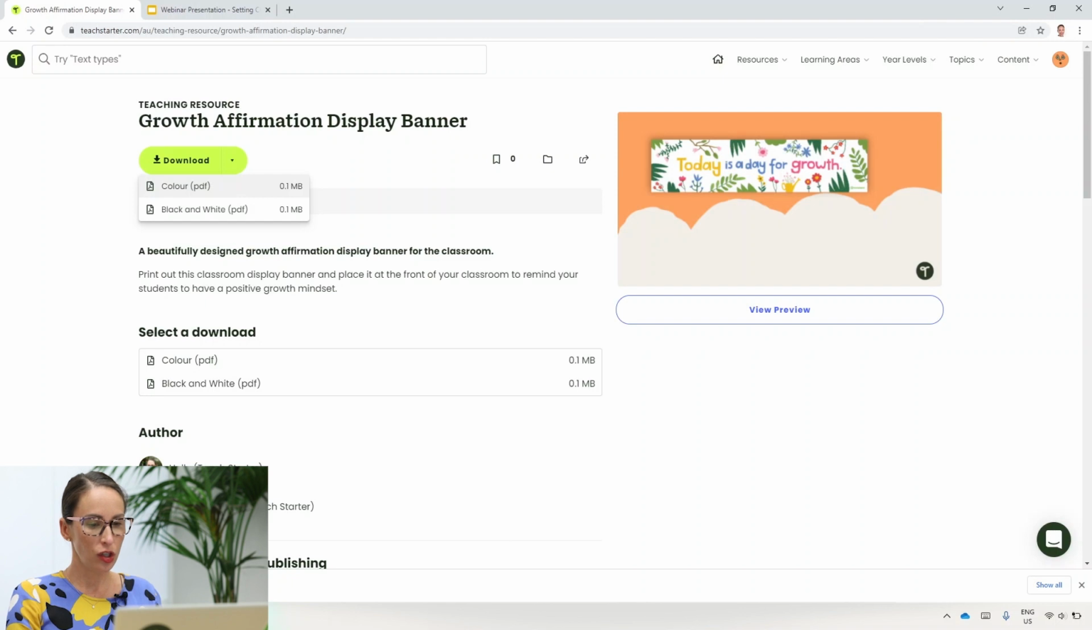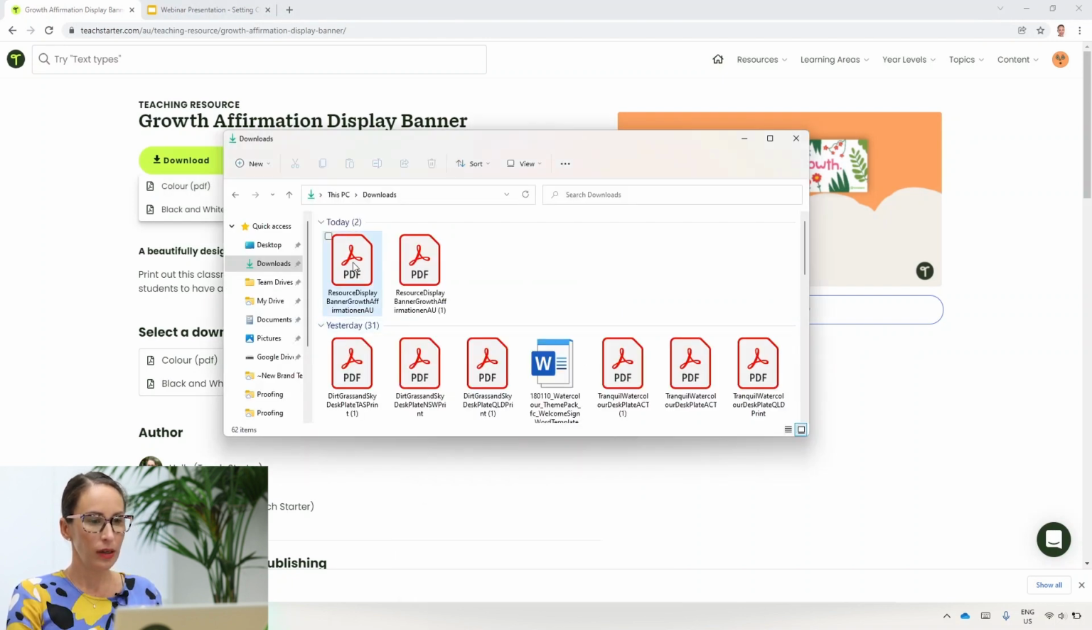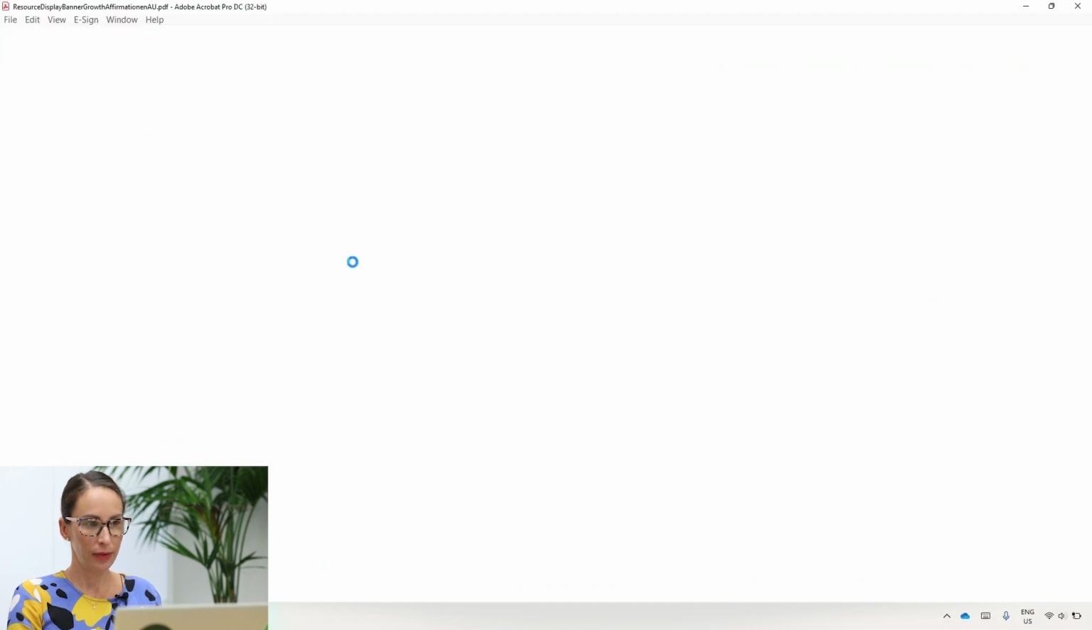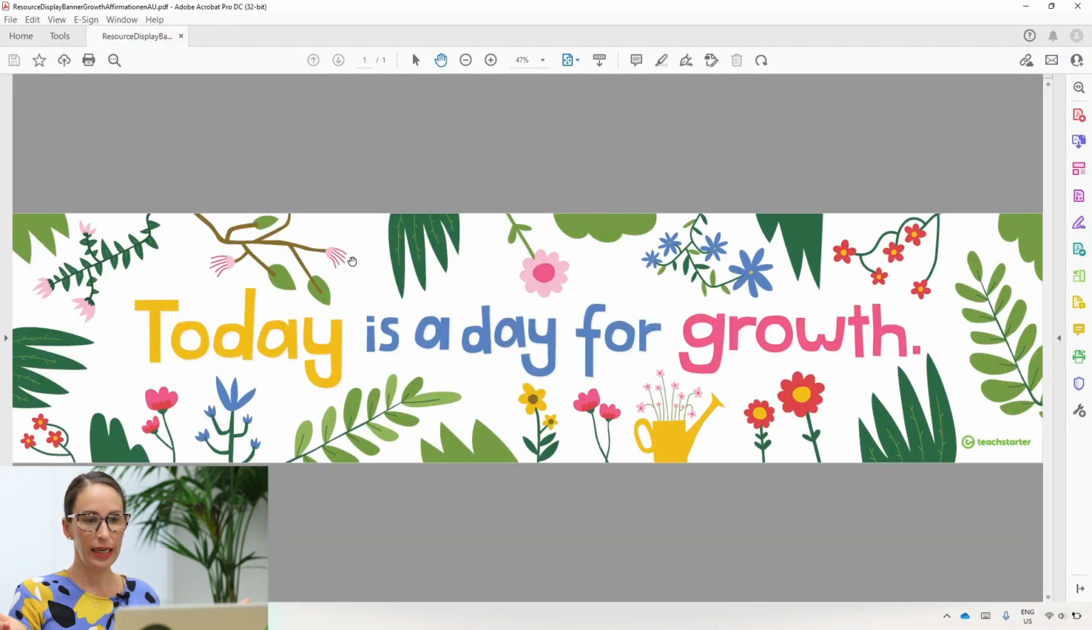And you're going to want to go into your downloads and open that up as a PDF. Now what you'll see here is the banner, and if you tried to print this now just how it is, it would print just on one A4 page and it'd be super skinny. But you want to print this over multiple pages, so I'm going to show you how to do that.